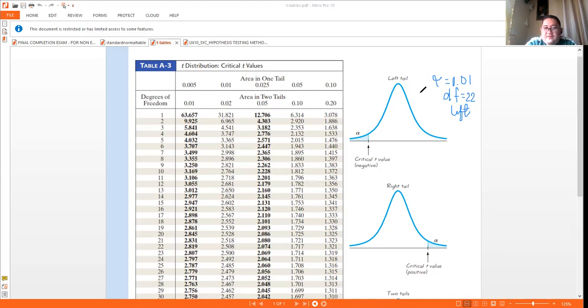So, if we are left-tailed, we only have one tail for our area. Alpha is 0.01, so we go to this table, going down. Degrees of freedom is 22, and this is the 0.01 column. So, our answer is 2.508. But since it is left-tailed, we need to put a negative. So, the value of t there is negative 2.508.